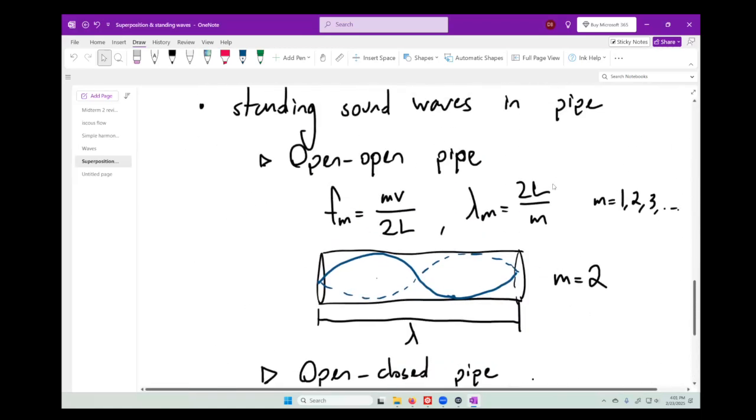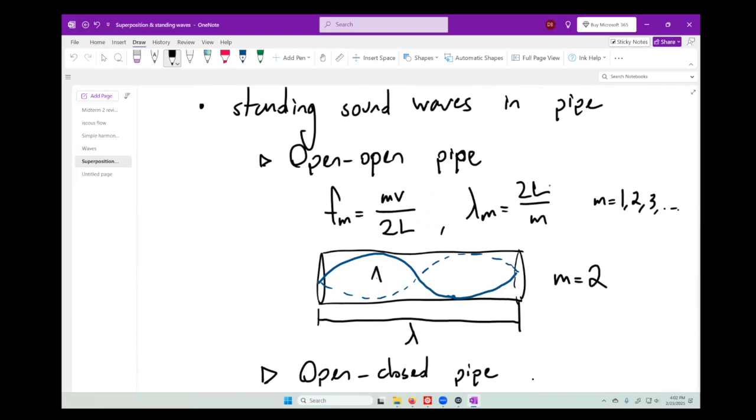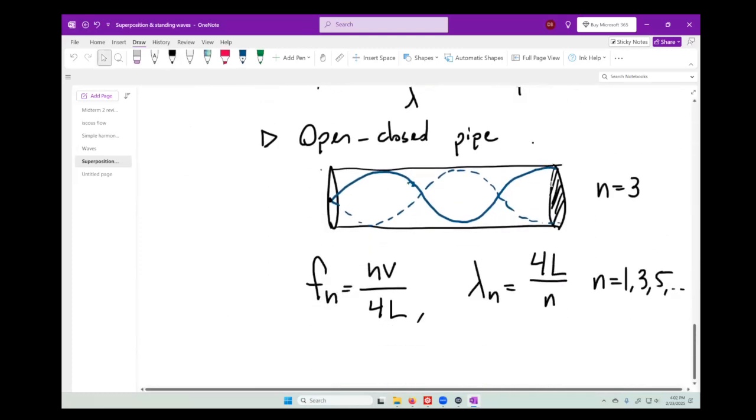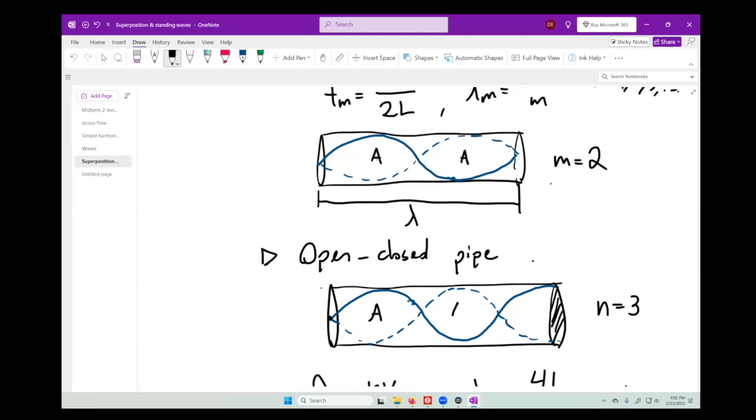Why is the harmonic 2 and not 3 for open-open? Are you asking about this specific picture? Why is this m equals 2? For an open-open pipe, m is like counting the number of antinodes. So I have one antinode here, one antinode here, so this is m equals 2. And that's also true here, right? This is 3 antinodes, so this is n equals 3.